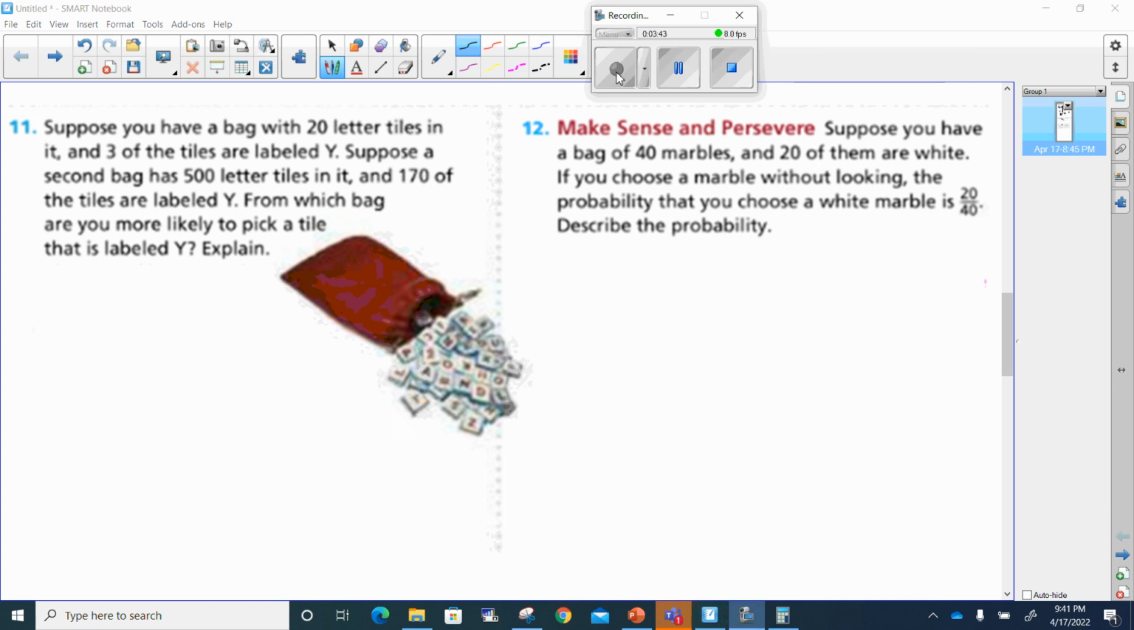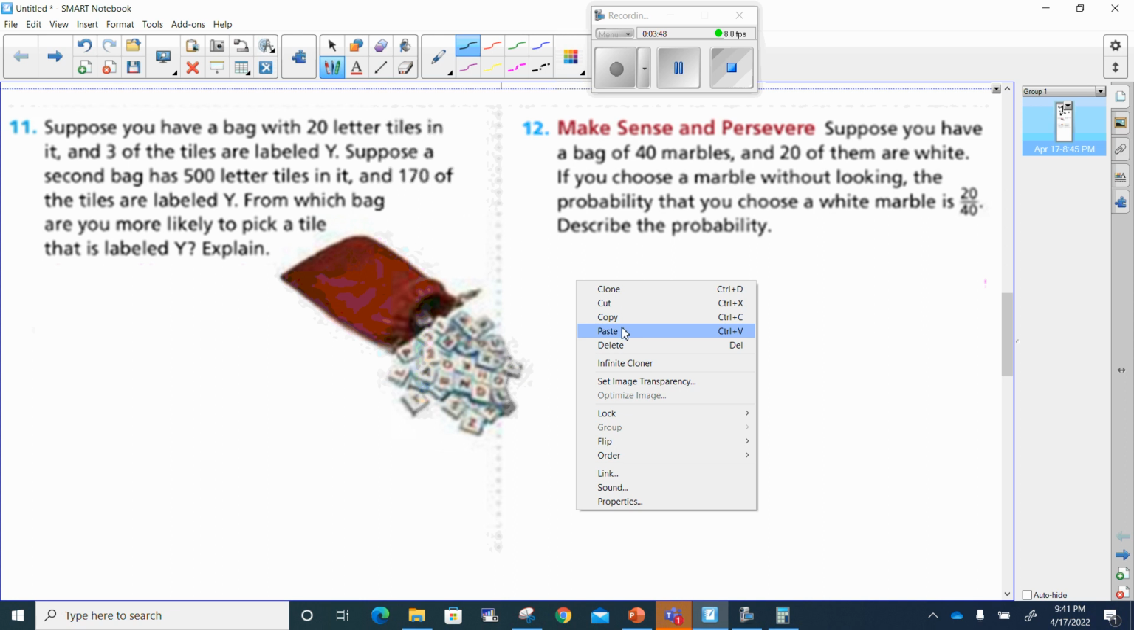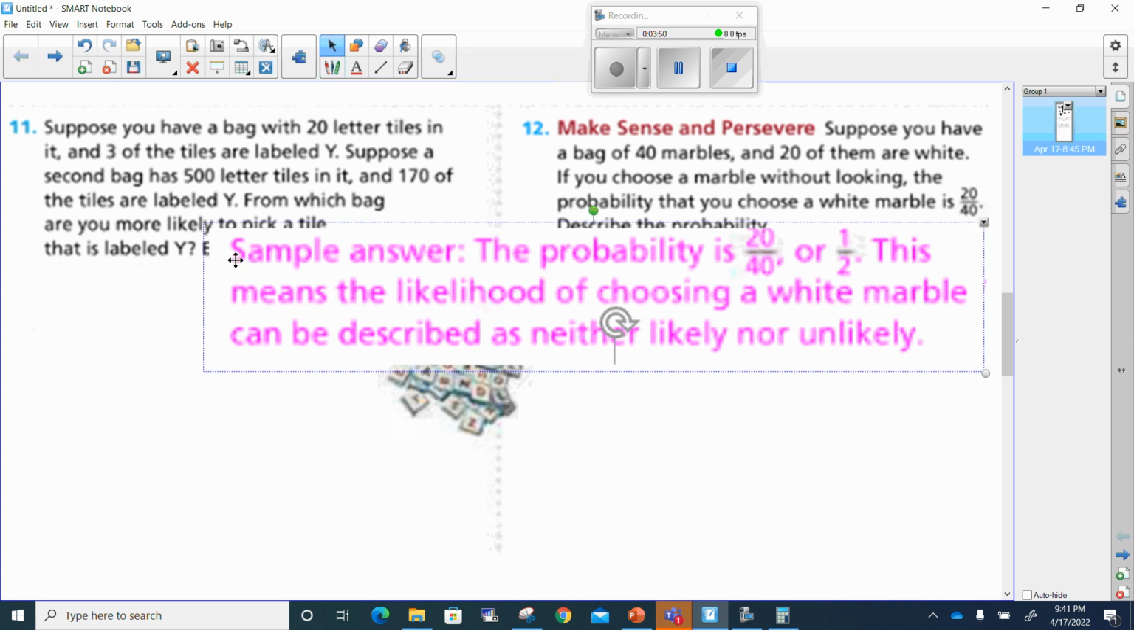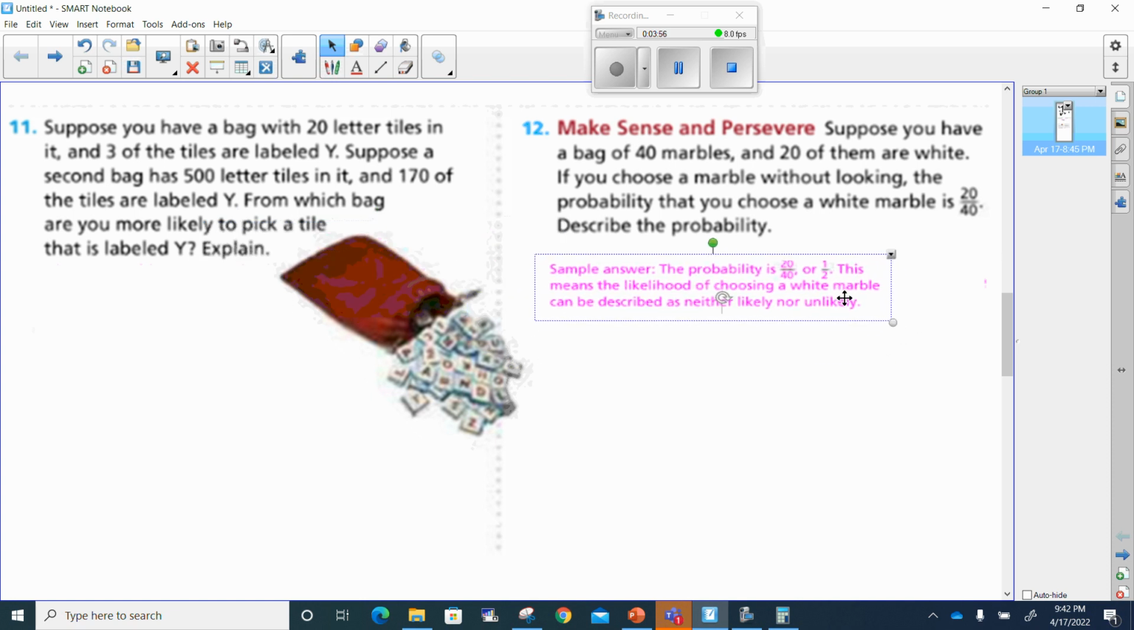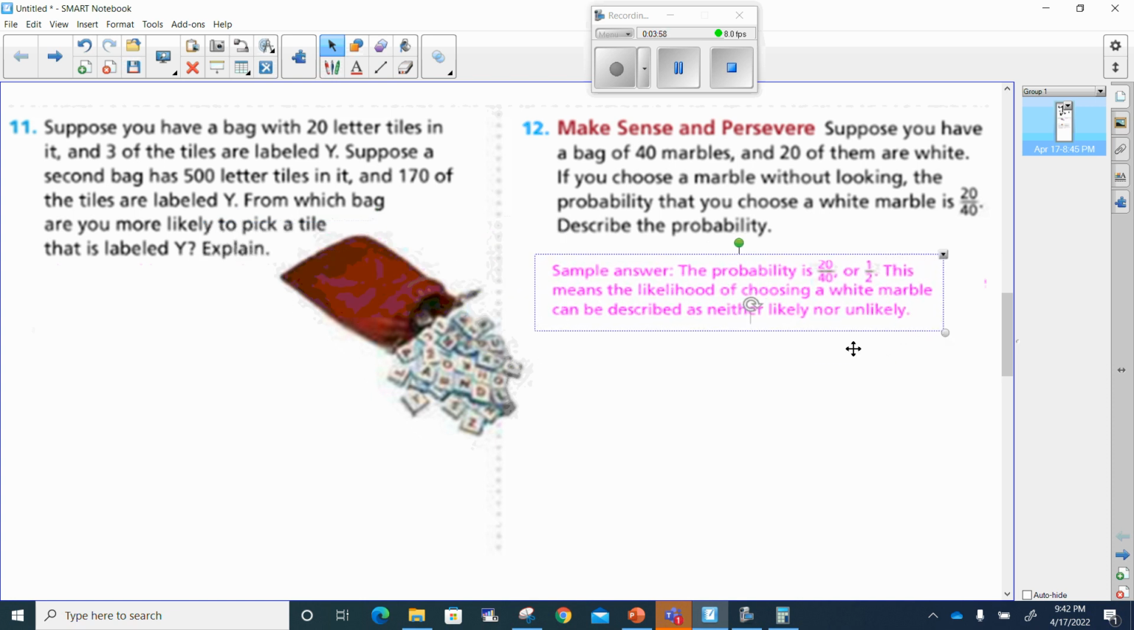Explain this probability. Well, I decided to cheat a little bit here. I didn't feel like writing it all. I'm chancing that I was close to what the book's answer was going to be. So I went ahead and copied the book answer and put it here for all those that watch the video. You're sure to get it right. I mean, it only makes sense, right? The probability is 20 out of 40 or 1/2. Why? Because 20 divided by 40 is 1/2. You'll get about 50%. This means the likelihood of choosing a white marble can be described as neither likely or unlikely, because half the time it could be white and half the time it might not be white.